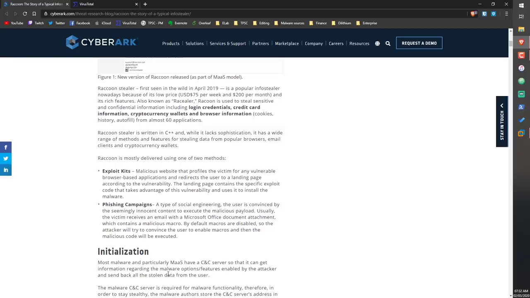Like with all major malware, Raccoon has its command and control server, and even has options and features that the attackers can use to customize it depending on the target victims.